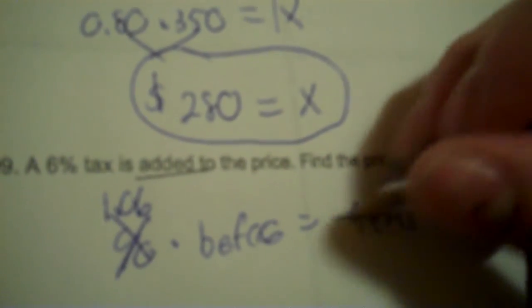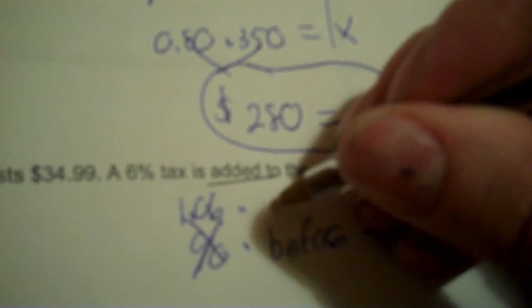Okay, so my percentage, I take 100%. And 6% added means I would add 6%. And that takes us to 106%. Okay? So I move the decimal twice. Again, you have to move the decimal here because you're not putting it over 100. See, we don't have to do it on these because we're just going to line it up with 100. Okay, so 1.06. And then I need to find the after again. And then before is 34.99.